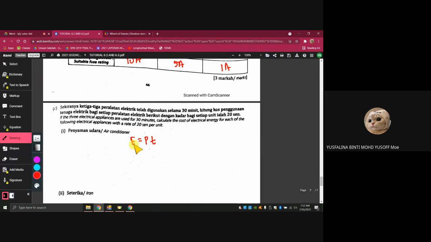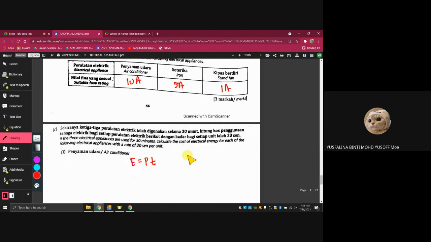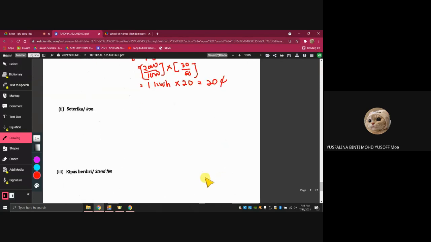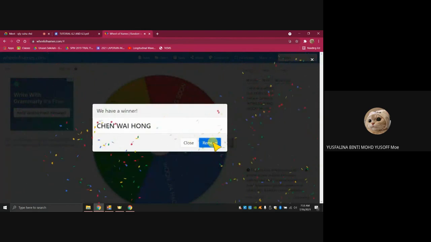Okay, so E equals PT. The power is 2000, right? So if I change to kilowatt, it should be 2000 divided by 1000. I have to change to kilowatt first by dividing with 1000, and the time here is 30 divided by 60. So I should get 1 kilowatt hour. Here it already says the cost of the electricity for 1 unit is 20 cents. So you just multiply with 20. Because the energy is 1, 1 times 20, you will get 20 cents here. Okay, very good. For the iron, Chen Wai Hong.